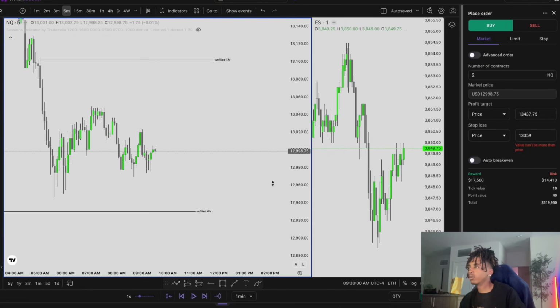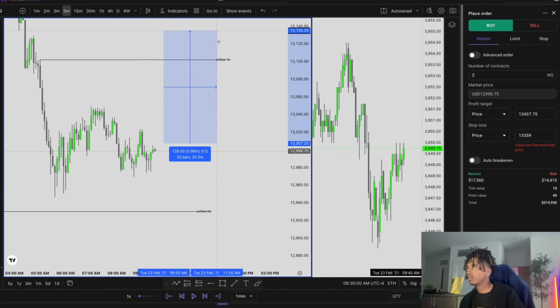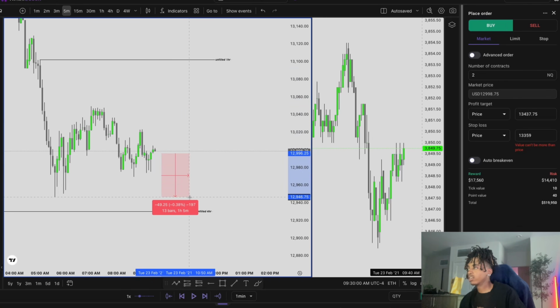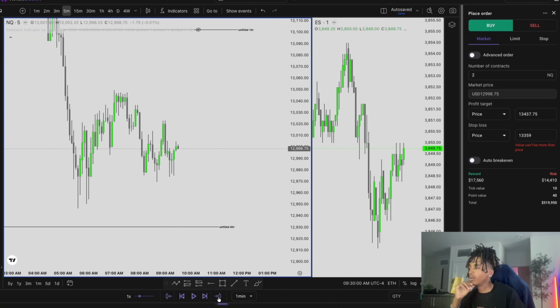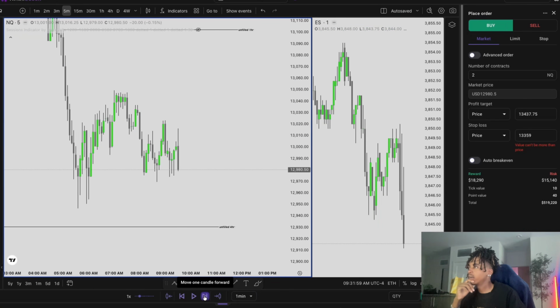So I want to take the ping pong right here, reversal. We tap into this 4-hour and then reverse. I want to tap the hourly. We tap the hourly first and then reverse. I want to take the 4-hour. So I'm just going to stay patient, see what we get right here. I'm going to stay on the 5-minute.